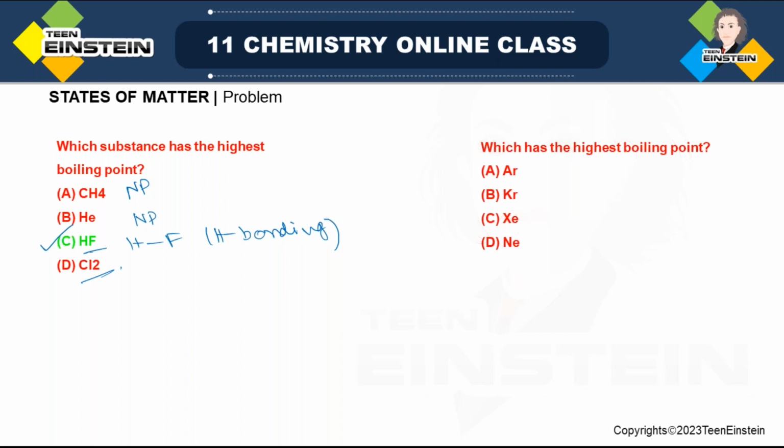Which has the highest boiling point? Now all are basically noble gases, and we know that when it is a similar type of species, you have to consider in which case the mass is high. Here the maximum mass is for xenon, then krypton, then argon, then neon. So that is why xenon should be the correct answer. Higher mass means more intermolecular interaction, and the boiling point is accordingly very high.